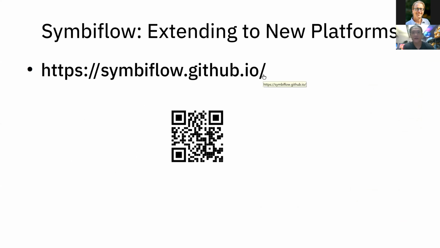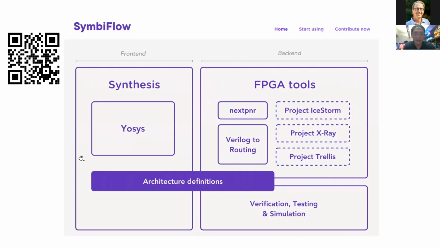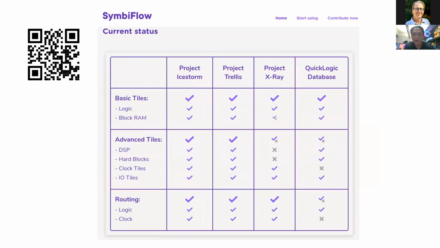So the Symbiflow now, which is extending to new platforms. We can visit that URL shortly if we need to, but basically the idea of Symbiflow is to take Yosys, which is the synthesis core, and then extend it beyond just the Lattice FPGA. So there's X-ray, which goes to Xilinx, Trellis, which goes to the ECP5, and then I think they have an extension also to, let's see, the next one. Yeah, also to QuickLogic as well.